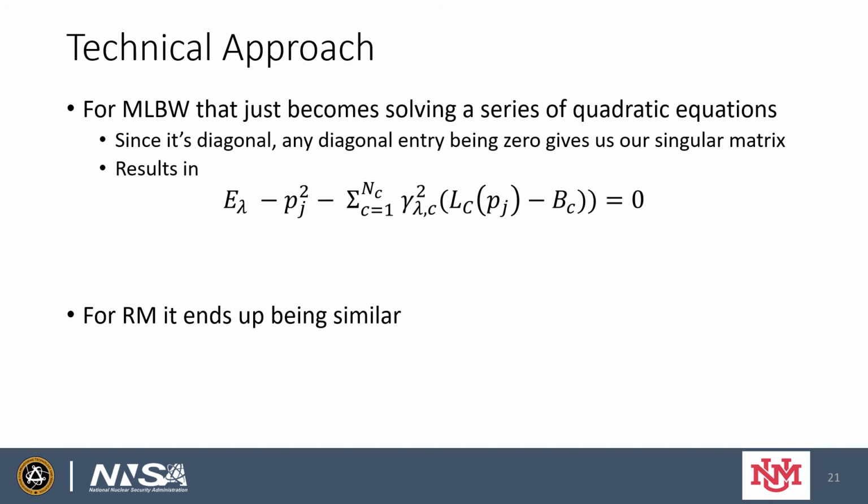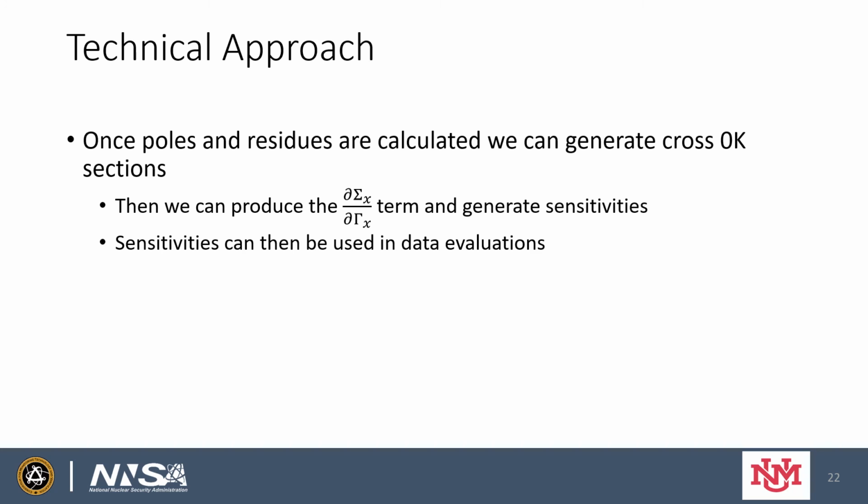This is where the original Huang paper had issues, as the number of poles was overestimated. We need only find the roots of the quadratic equation that lies in each diagonal element, and this can be done using Newton-Raphson. Once we have these poles, we can generate the residues by finding the null space of that level matrix, and then we're golden. We can generate our cross-sections and produce our sensitivities for the required evaluations.